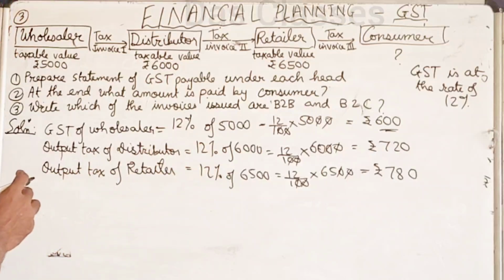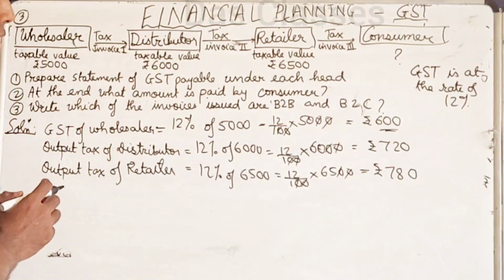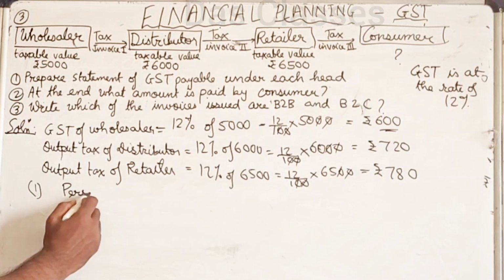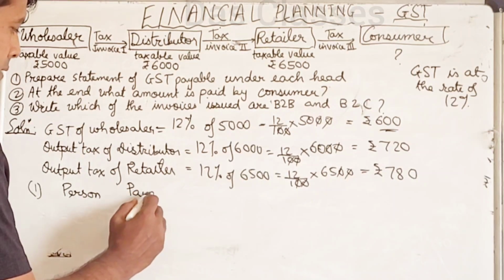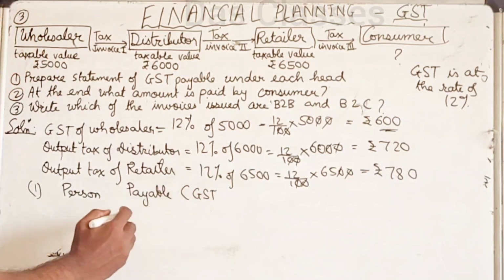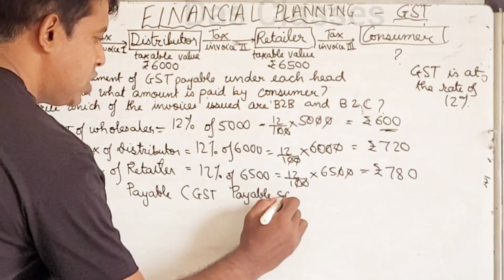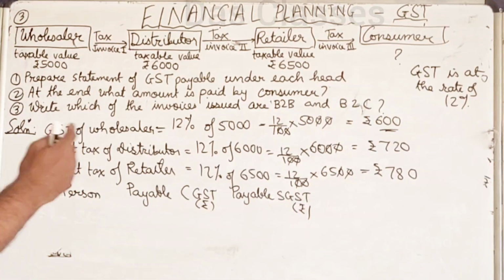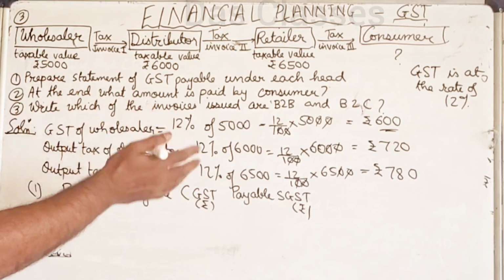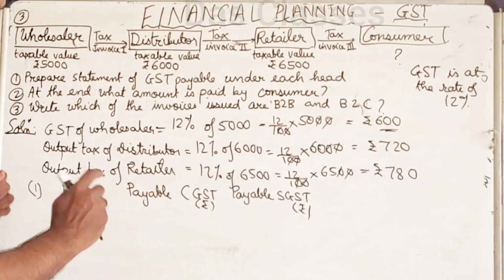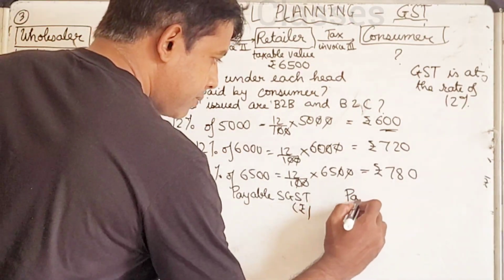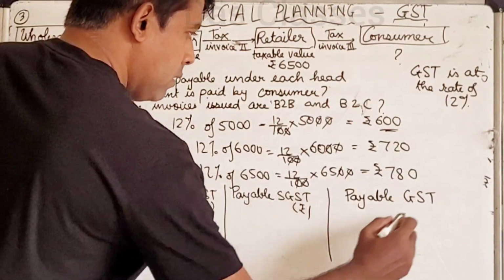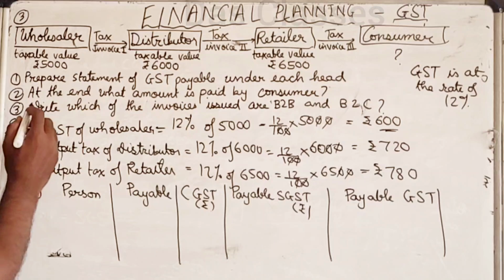So that is it. Now we need to prepare the statement of GST payable for each one of them. The table will consist of person, payable CGST, payable SGST, in rupees, and payable GST. CGST is the central goods and service tax that has to be paid to the center, and SGST is the state goods and service tax that has to be paid to the state, and the amount is divided equally between them. So these are the columns that we are going to make for the statement of GST. The first person is the wholesaler.